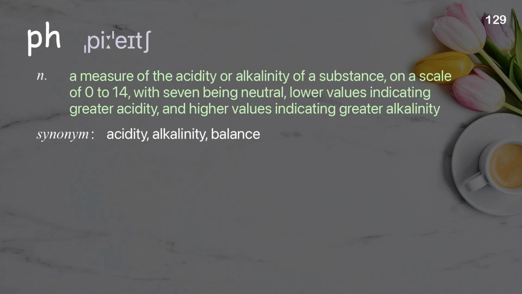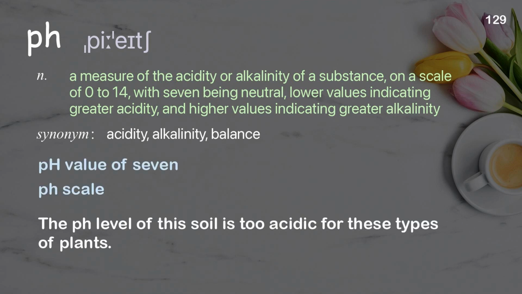pH. A measure of the acidity or alkalinity of a substance, on a scale of 0 to 14, with 7 being neutral, lower values indicating greater acidity, and higher values indicating greater alkalinity. Examples: pH value of 7. pH scale. The pH level of this soil is too acidic for these types of plants.